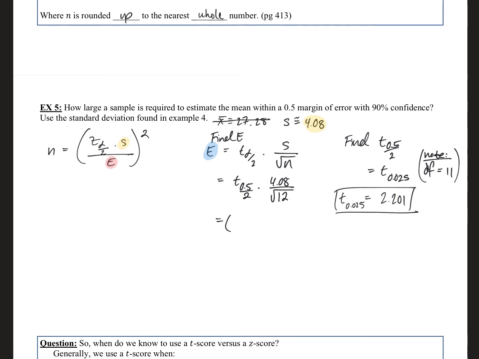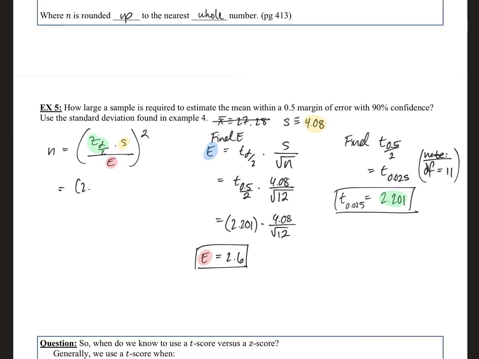So plugging that in here, 2.201 times the 4.08 divided by the square root of 12. We'll use that to find our E-value. Let me go ahead and plug that in my calculator. And that comes out to about 2.6. So that is our margin of error. Let me color code that. Okay, everything's color coded.